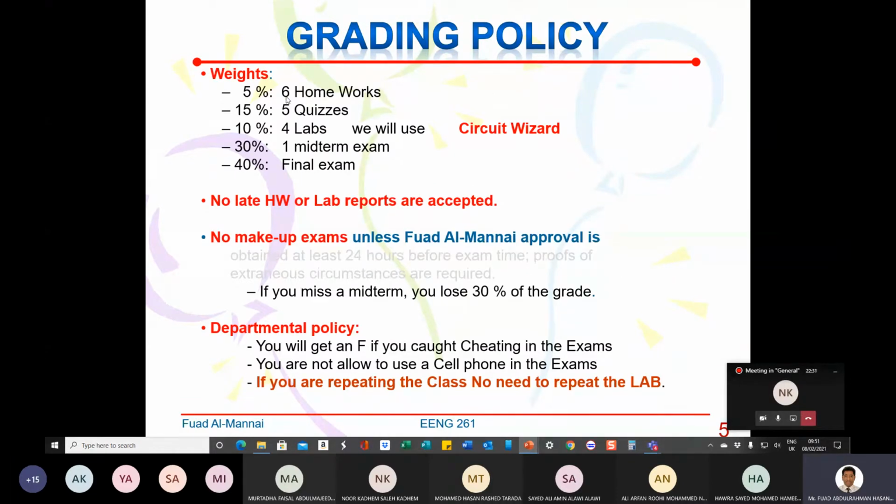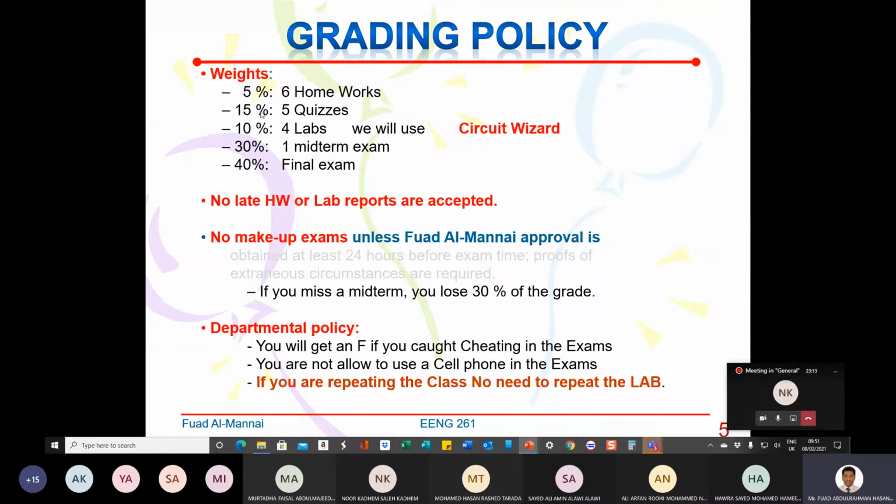The weight: I will give you 6 homeworks, and they have 5% of the total. And then 5 quizzes. I will actually give you 6 quizzes, but I will take only the best 5 out of the 6. So if you didn't do well on one of them, or if you are absent on one of them, it doesn't matter.